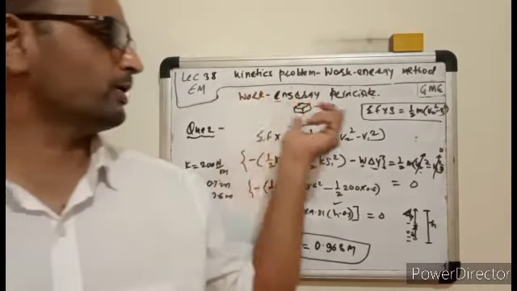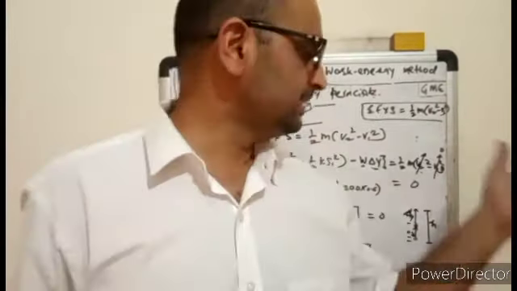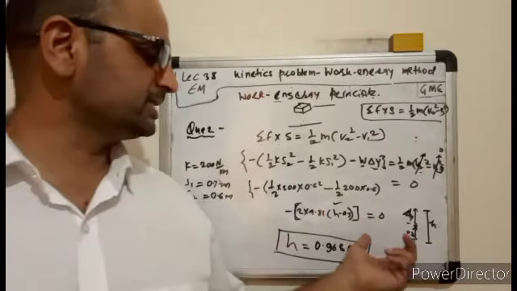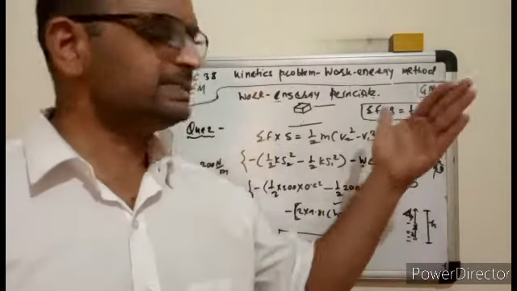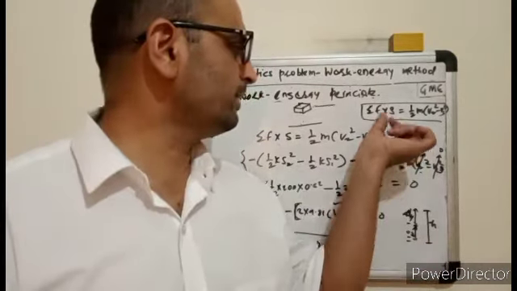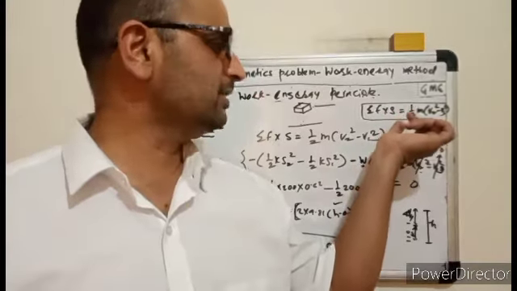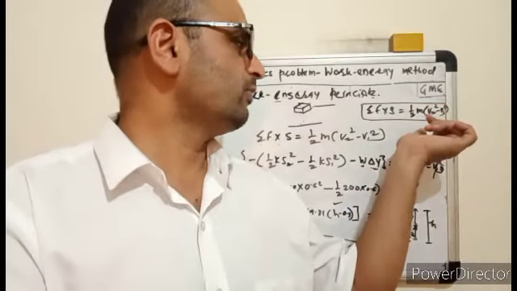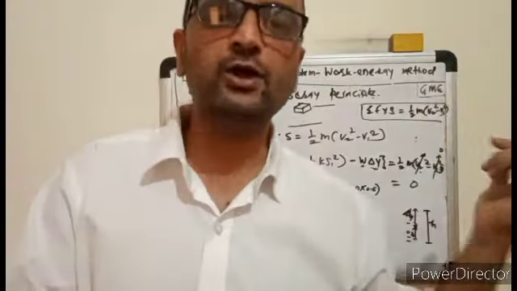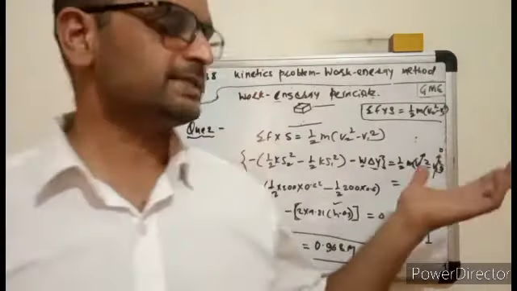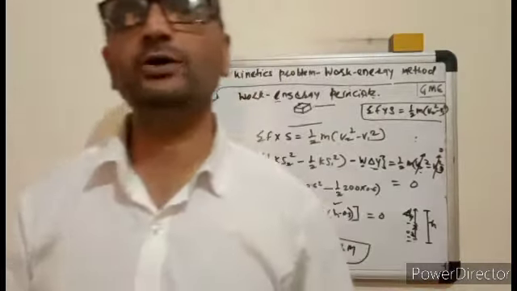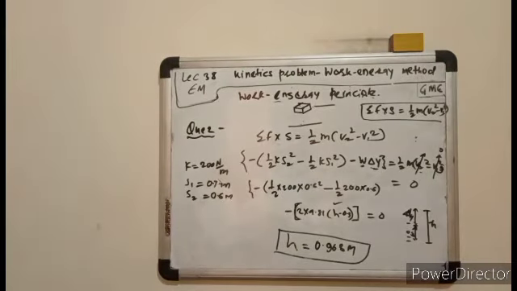While you are applying the work energy principle in rotation, this is what the linear case we applied. In the rotational case, similarly, this equation you can modify: summation of torque into theta, the displacement because of the torque, equal to half I omega squared. Okay, in the rotational case, I is the mass moment of inertia. Okay, and omega is the angular velocity.